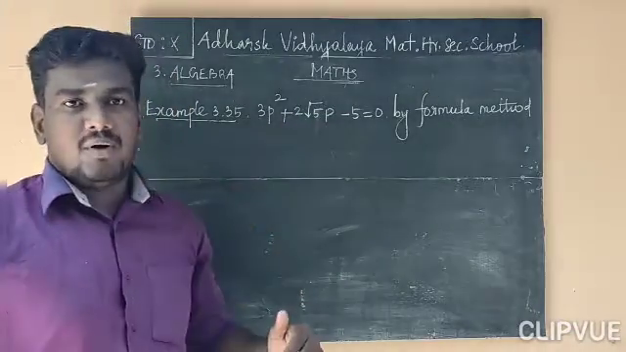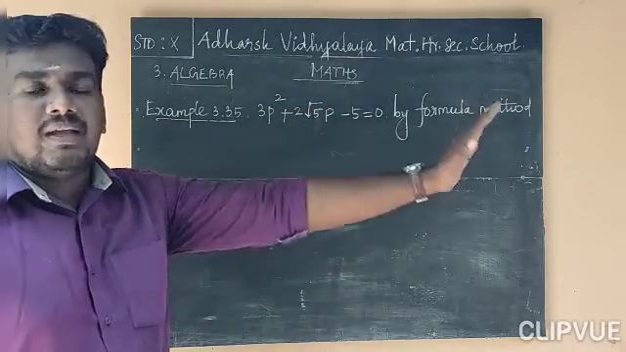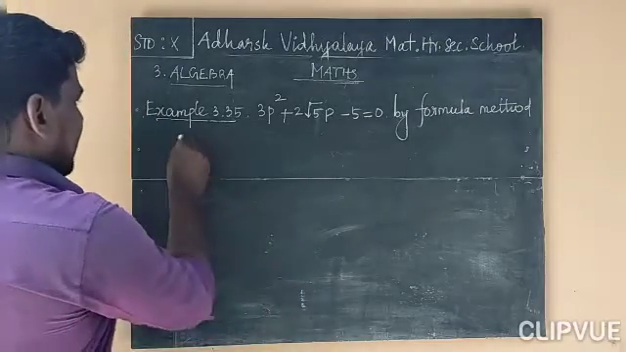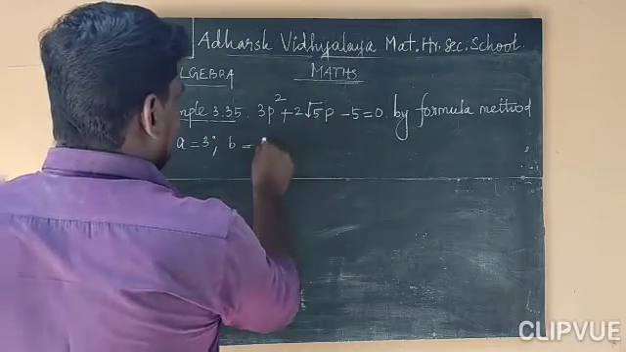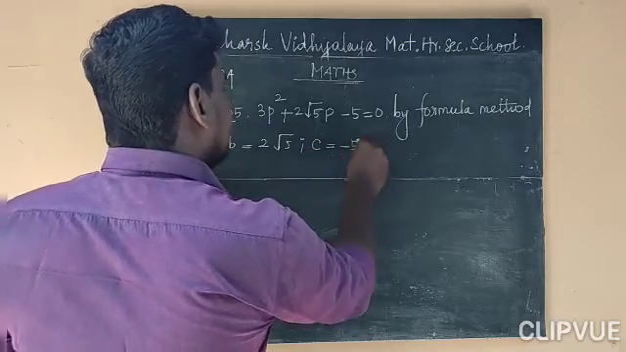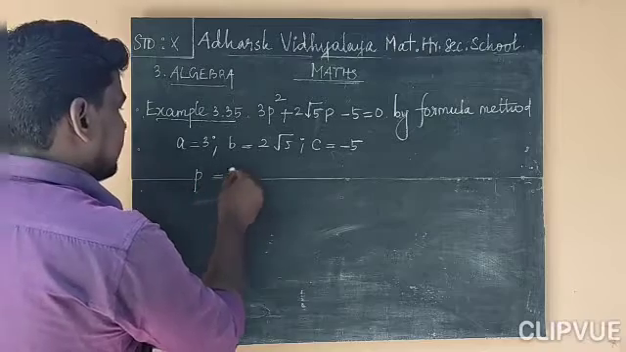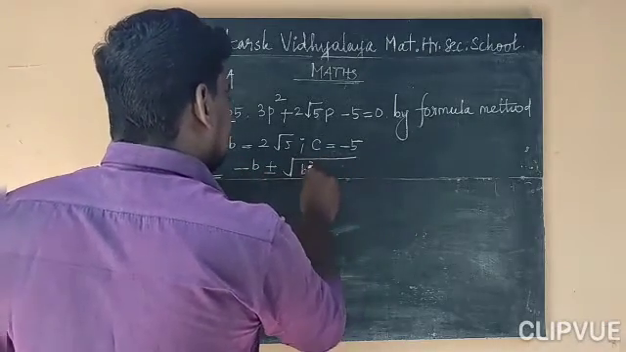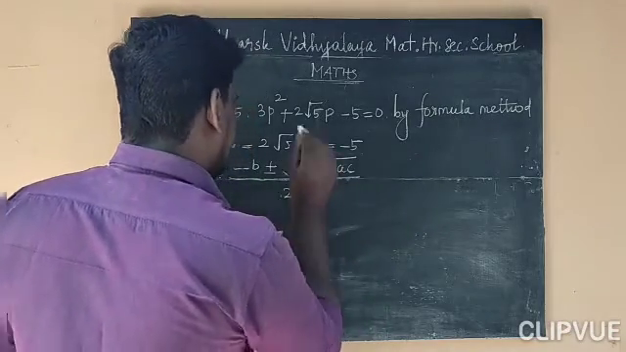It is in the standard form. Here the variable is p. So compare this equation to ax square plus bx plus c is equal to 0, where a is equal to 3, b is equal to the coefficient of p, that is 2 root 5, and c is equal to minus 5. Better we can write the formula once here. P is equal to minus b plus or minus root of b square minus 4ac by 2a.